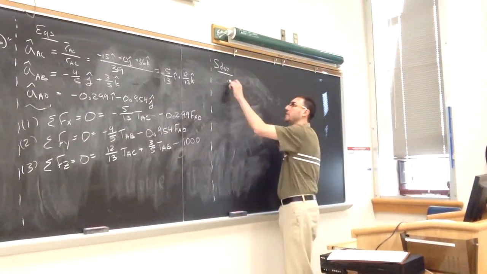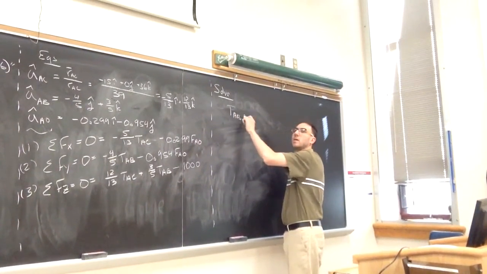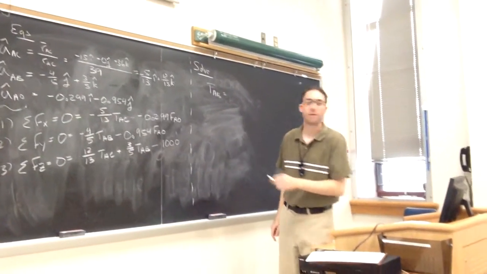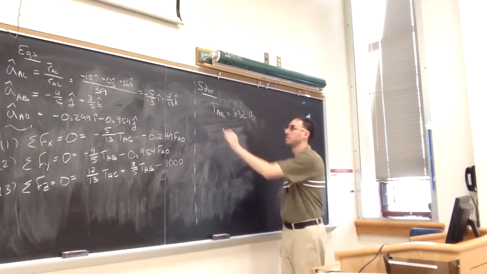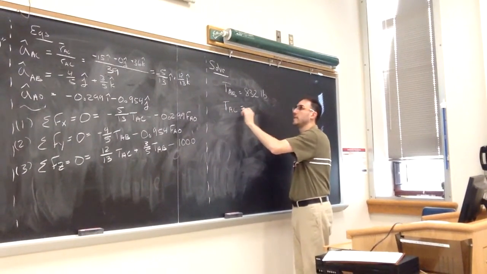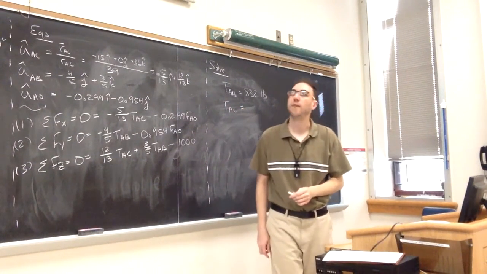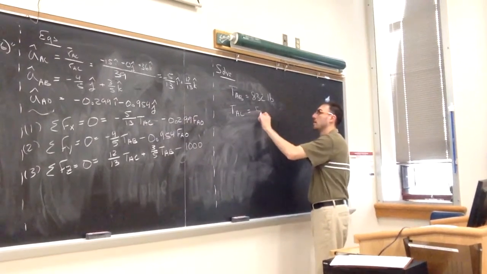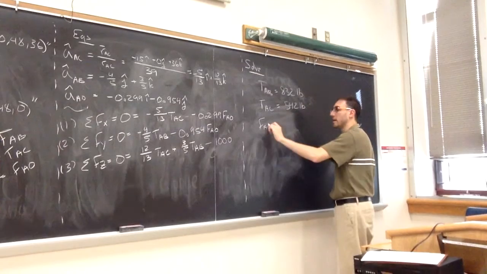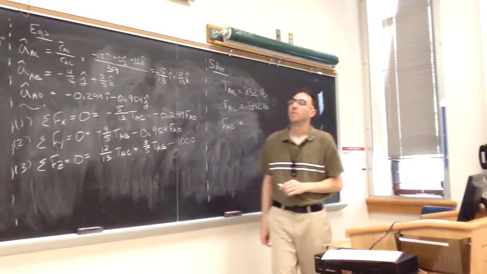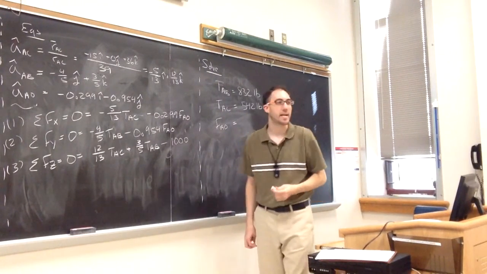The x, which is TAB, we got 832. This is in pounds. TAC, which was y, we got 542 pounds. And FAO, that was the rod, we got negative 698 pounds.